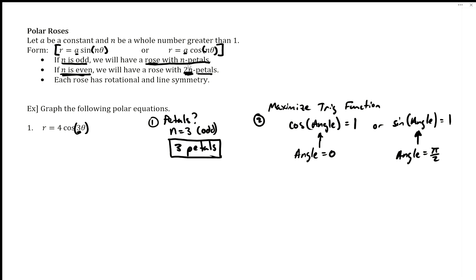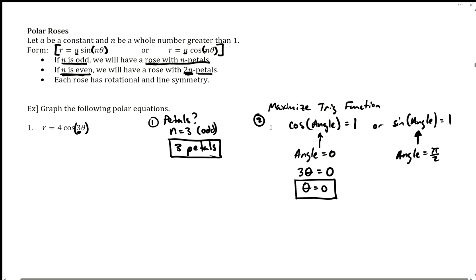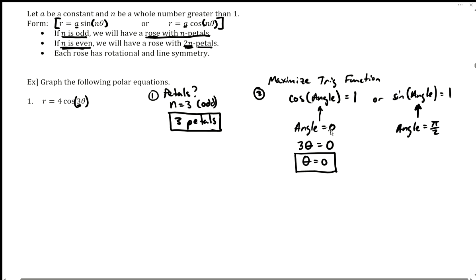So in our problem, the angle that was given is 3 theta. To solve for theta, we just divide by 3, and we get theta is 0. So this is the angle that maximizes our trig function, our rose.